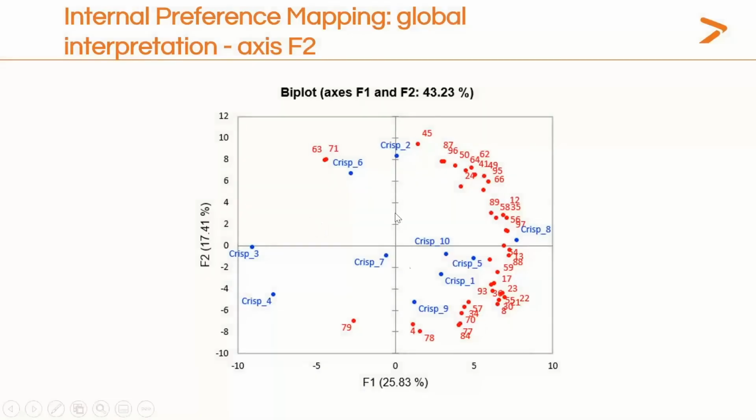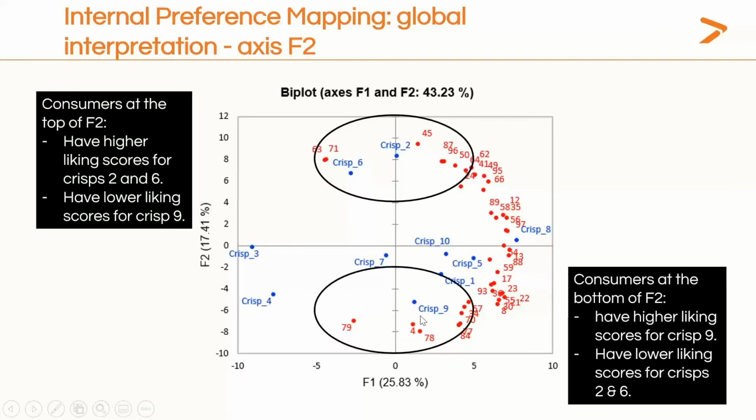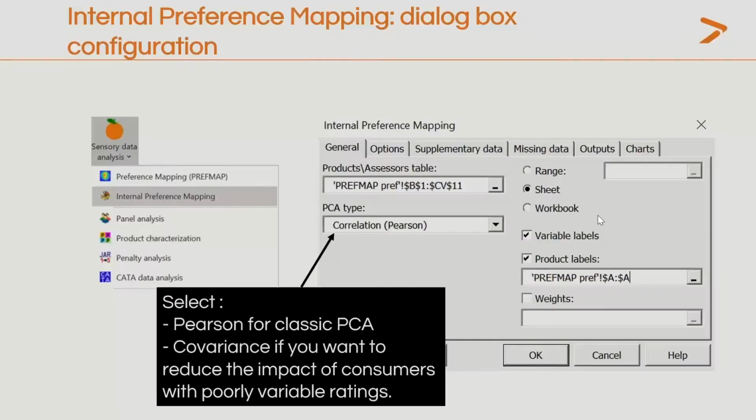Then we can interpret also, of course, the vertical axis, or F2. Consumers at the top of F2 have higher liking scores for crisps 2 and 6, and have lower liking scores for crisp 9, which is at the bottom of F2 on the other side. And also we can have the opposite reasoning. At the bottom of F2, we have consumers who have higher liking scores for crisp 9 and lower liking scores for crisps 2 and 6. So we are really investigating how preference profiling relates to products.